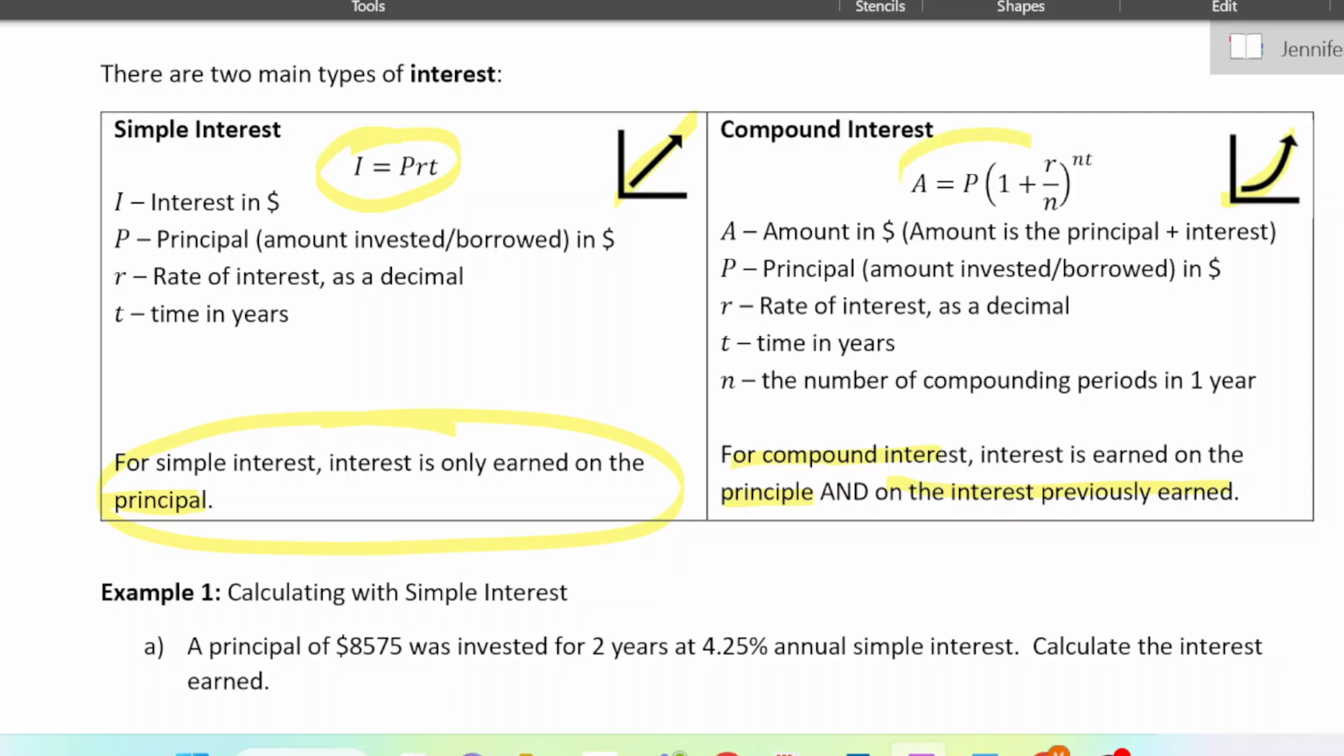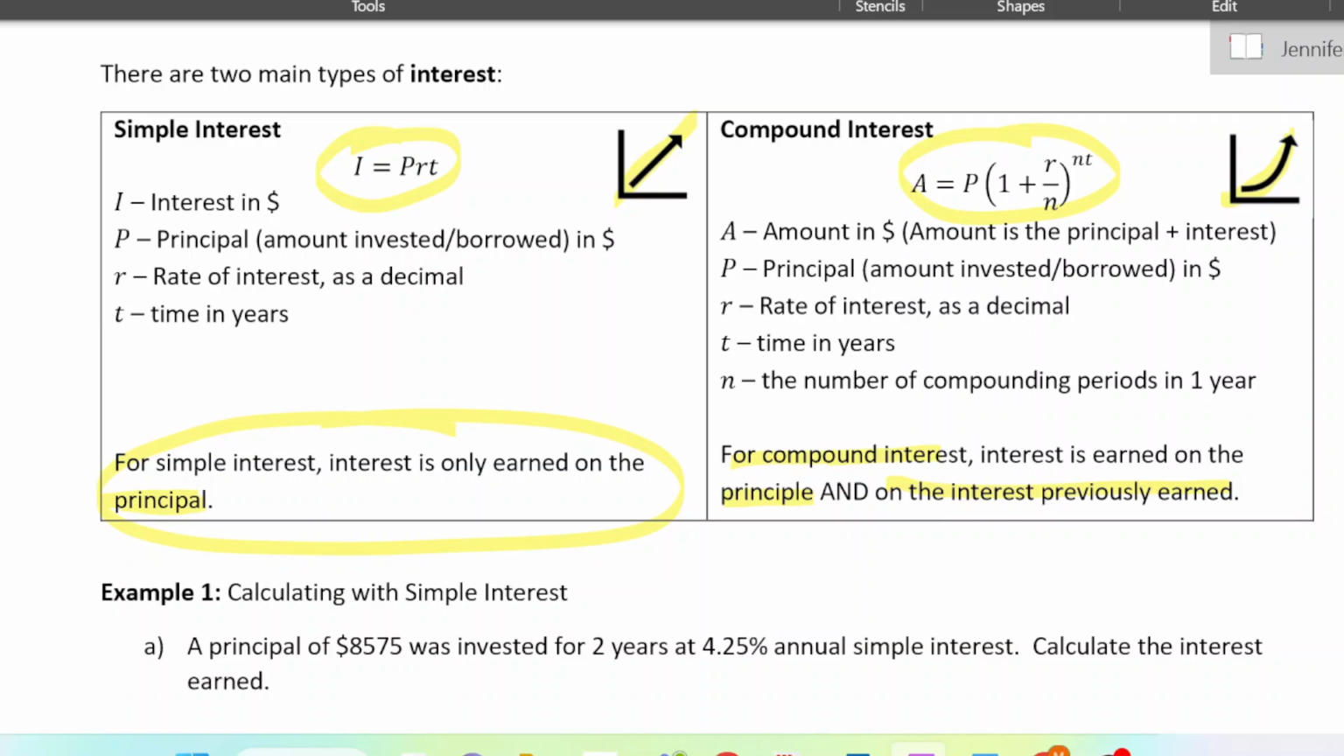Okay, and then here's the equation. It's a little bit more complicated. So A here stands for the amount. That's the amount at the end that you end up with. P stands for principal. R is rate. The only difference here is N, the number of compounding periods. So it's like how often the interest is charged.